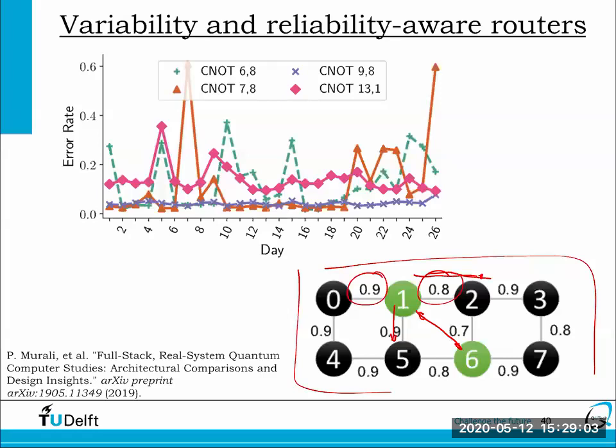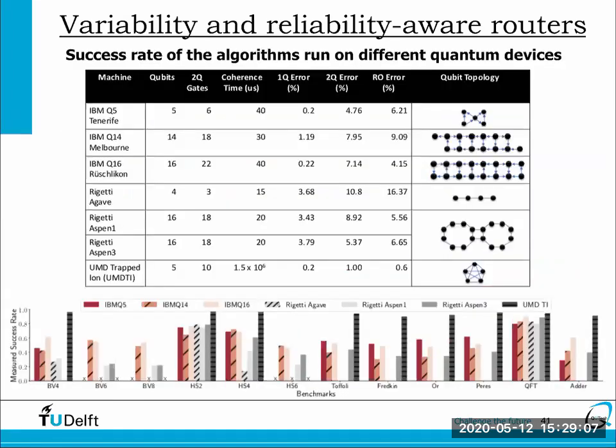By doing that, they use this mapper for running different algorithms on different qubit topologies or qubit devices from IBM, Rigetti, and UMD, and they calculate the success rate for some of them. If you look at this graph, there is one chip, the UMD, that has the highest success rate.